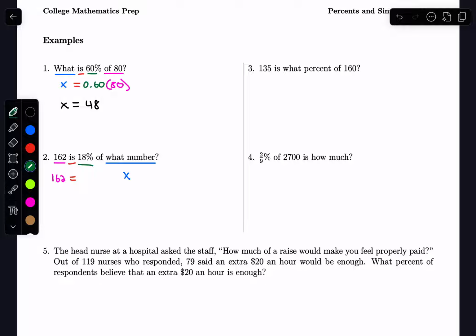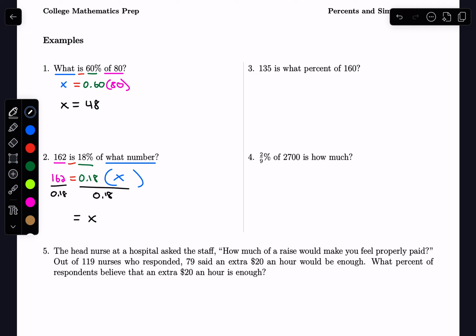18% we need to turn into a decimal or a fraction. So you could do 18 over 100, but I'm going to do 0.18. And then "of what number" means to multiply by x. So all I'm going to do is put my x in parentheses here. And those parentheses tell me to multiply. So now I have 162 equals 0.18 times x. If I want to get x by itself, I need to divide both sides by 0.18. So I'm going to do it on the right and on the left. And after doing that, the right side will just be x all by itself.